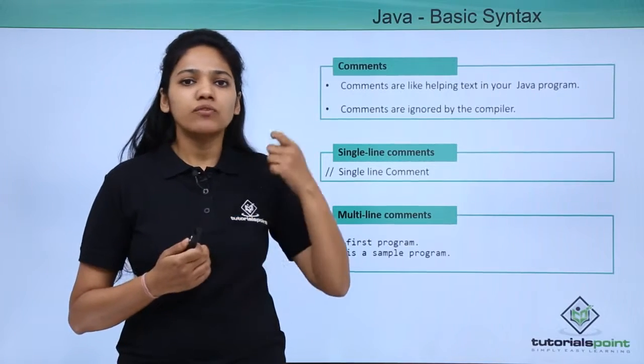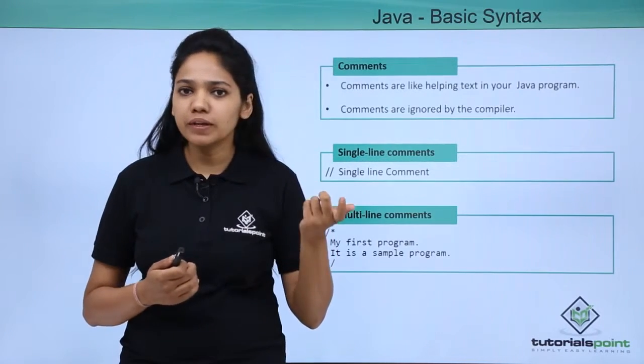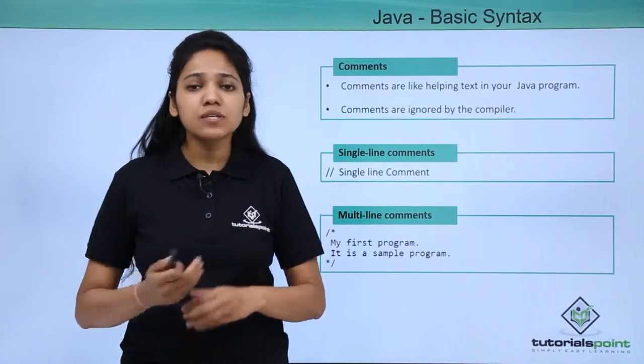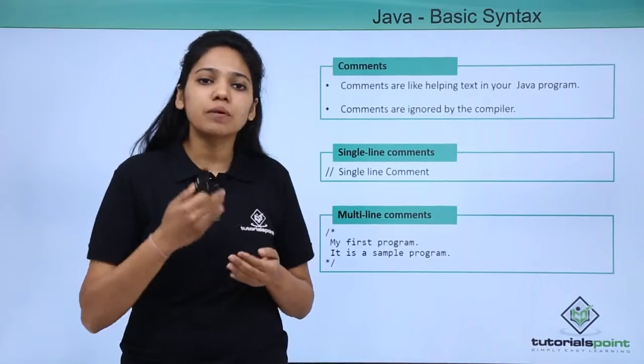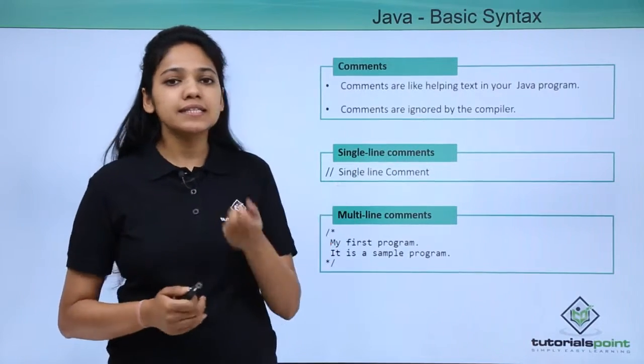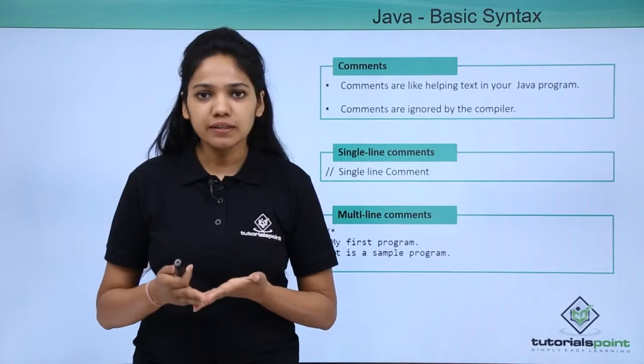In our case, we have created an example called human, and human has a certain age, certain complexion, certain behaviors. Why are we using it? What is the purpose of this program? We can explain those with the help of comments, and these comments are again ignored by the compiler.